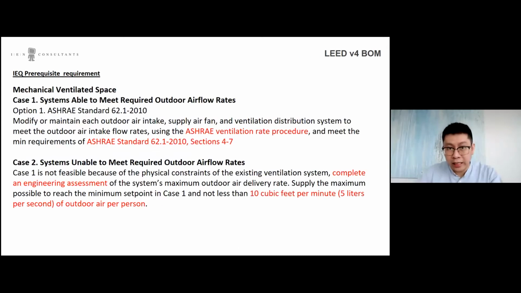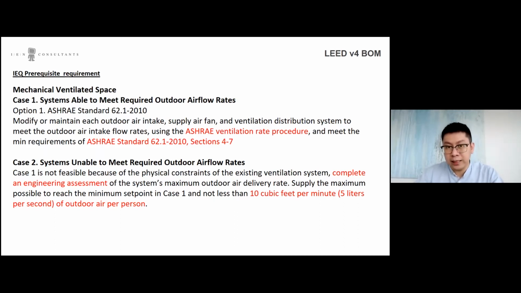If we look into the requirement for LEED for BOM, case 1 says the system is able to meet the required outdoor air rates. The standard that LEED uses is ASHRAE 62.1. We need to fill up the ASHRAE VRP, or ventilation rate procedure, form. I will show that in a moment. We have to meet the minimum required in Section 4 to Section 7.